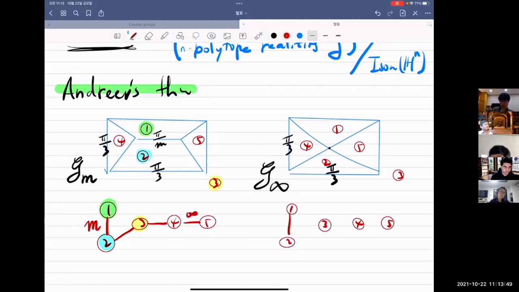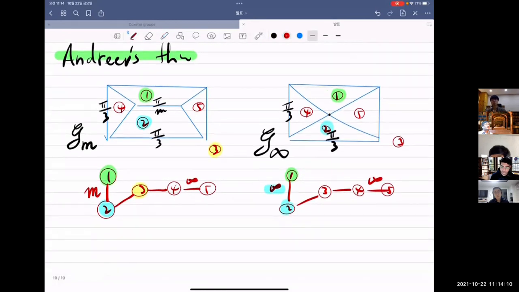Okay, so similarly we can do the rest, and then here also we can do it, because in the right hand side, the faces 1 and 2, these two faces are not adjacent, right? So that's why here it is infinity. Okay, so that makes sense. So from this labeled polytope, we obtain the Coxeter groups W_m and W_infinity.